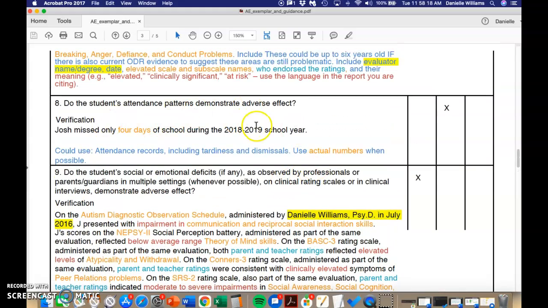To pop back up to box 8, this is perhaps the most self-explanatory box. Do students' attendance patterns demonstrate adverse effect? This is, generally speaking, a pretty simple yes or no. You will include how many days of school the student missed, generally during the current school year, although if you're doing this at the beginning of a school year, you might include data from the prior school year as well. A little bit trickier right now at the time of this recording due to COVID and whatnot, but do your best to capture attendance records here.